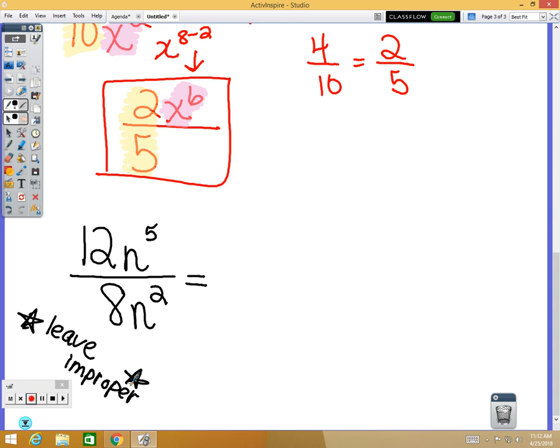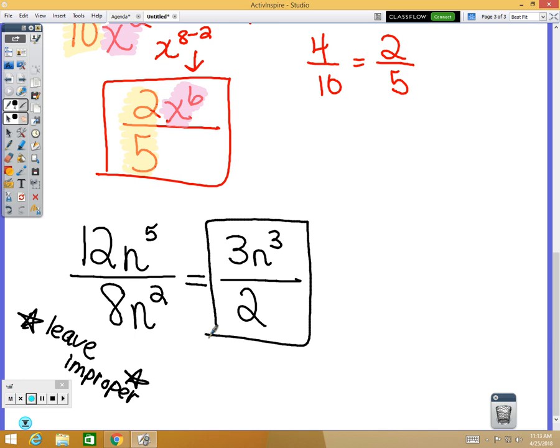So 12 over 8 would reduce to what? 3 over 2. They can both be divided by 4. So 3 over 2. And then it's going to be n to the what power? 3rd power. N to the 3rd power. Does that go by the 3 or the 2? The 3. Remember, it goes up in that numerator position. Alright, any questions about that one? We're almost done.